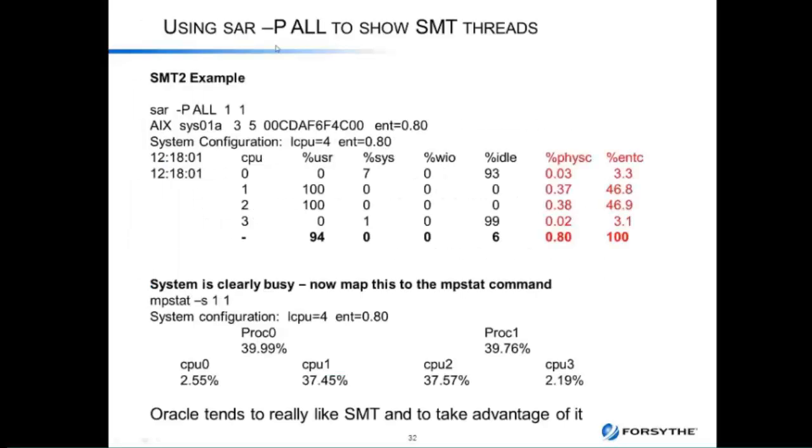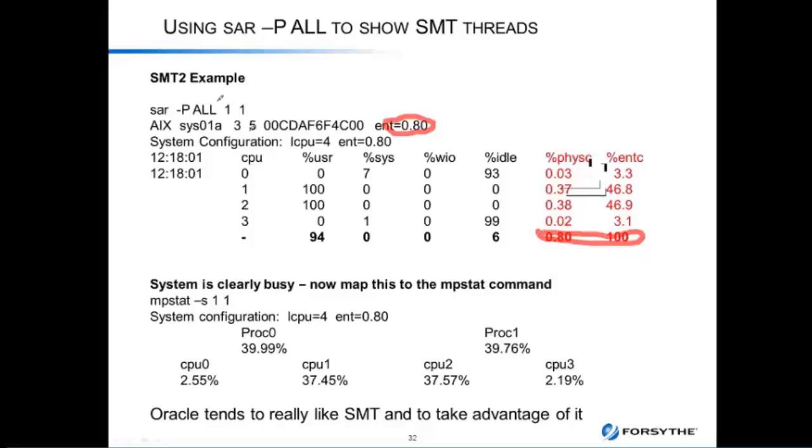So this is an example of the *P all, which shows you all the SMT threads. And I'm using this simple example here for SMT2 to show you a couple of things. The first thing is I have an entitlement of 0.8. And if you look down here, this is the average, this is the total line. It's showing me that I'm using 0.8 and I'm using 100% of my entitlement.